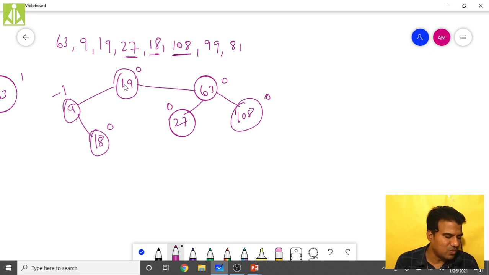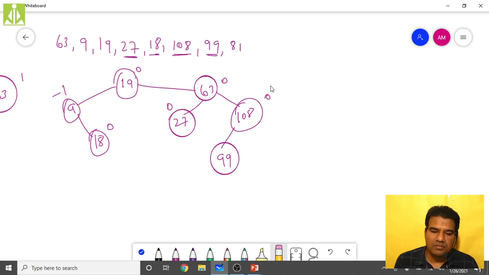Now you go and insert another node, that is 99. You try to insert 99. How can we compare with 19? 99 compared with 19, it is greater, move in this direction. Compare with 63, 99 compared with 63, again it is greater, move in this direction. 99 compared with 108, it is smaller. So insert that 99 as the left child node for this 108.